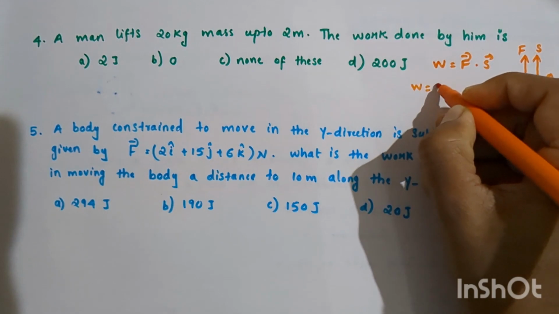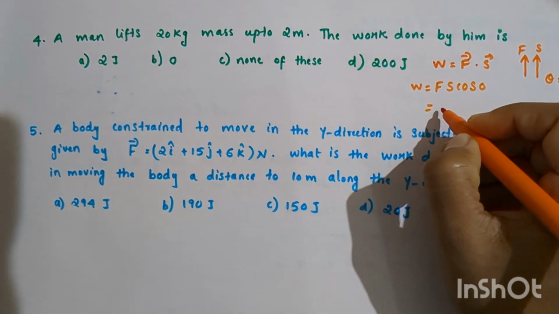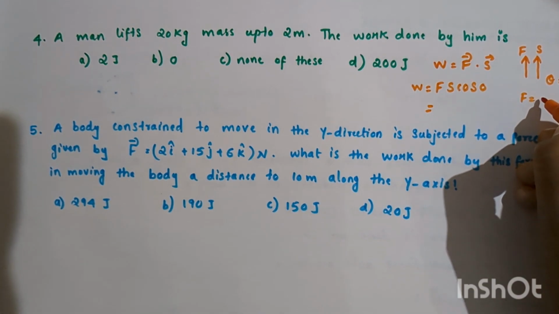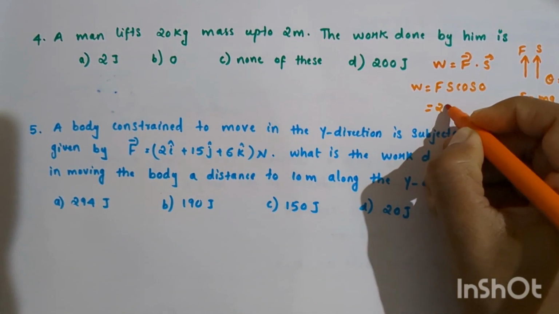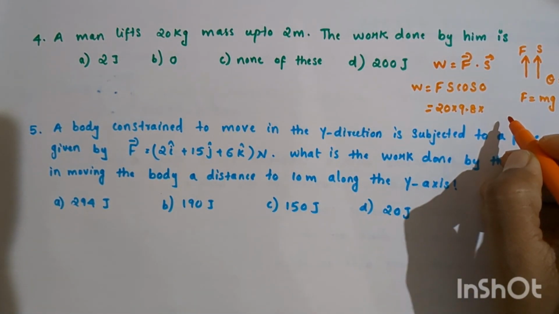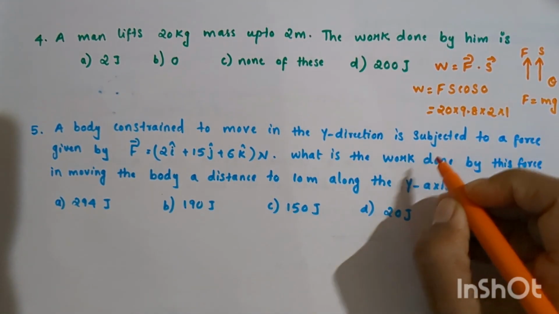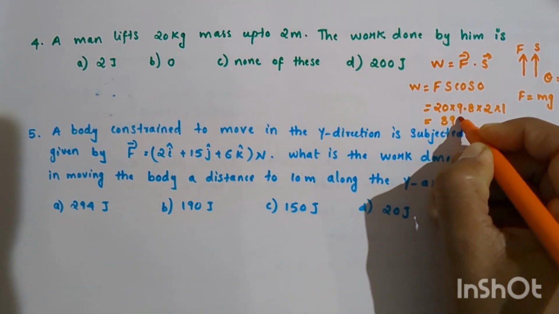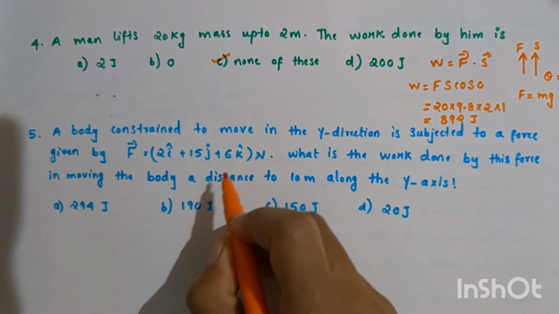So the work done W equals F into S into cos of the angle between them, that is cos 0. The force F will be equal to the weight of the body, which is mg. So m, the mass of the body, is 20 kg, g is 9.8, into the displacement of this body, which is 2 meters, into cos 0, which is 1. When you do this calculation, 9.8 into 2 into 20, you will get almost 392 joule, which is not there in the options. So the correct option is option C, none of these.